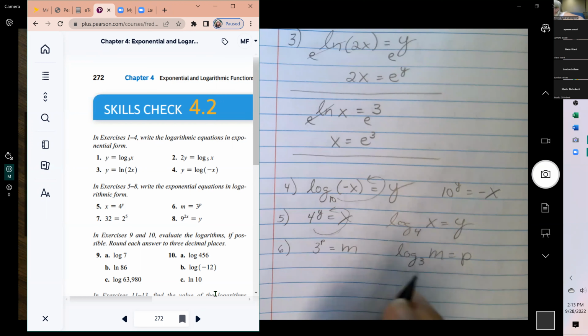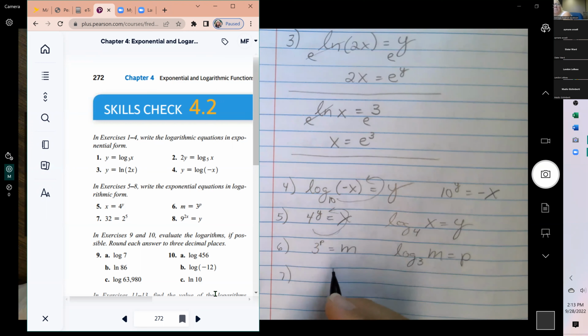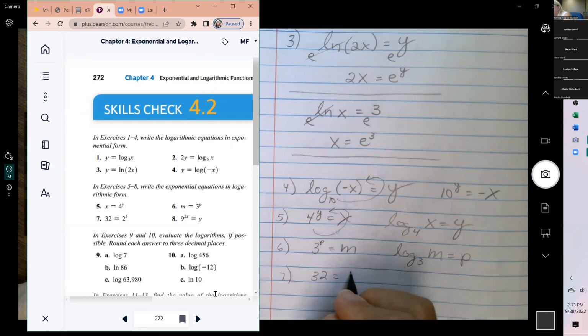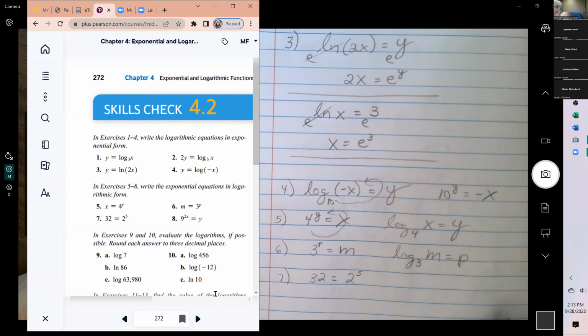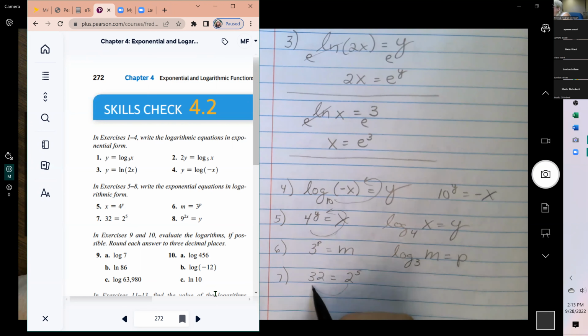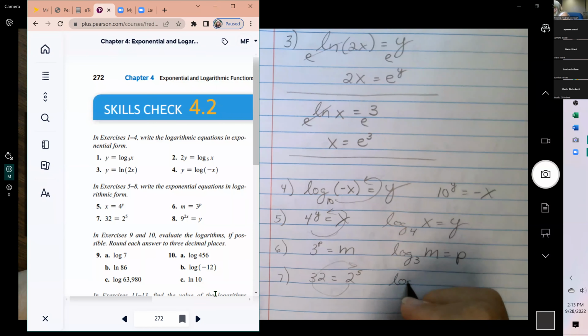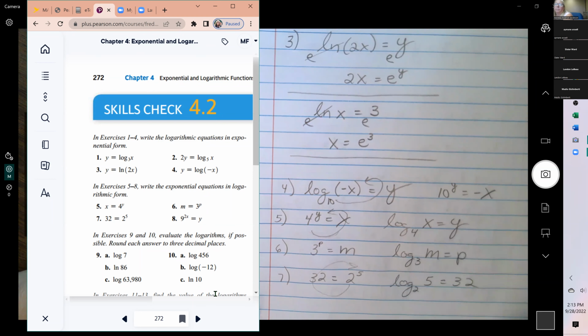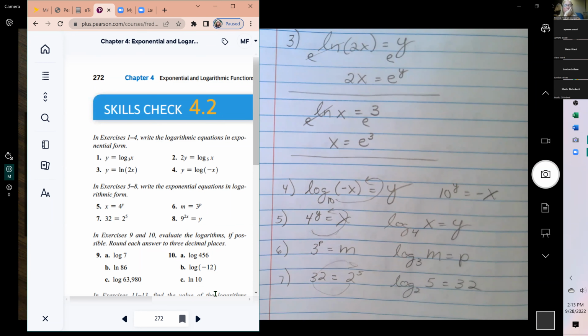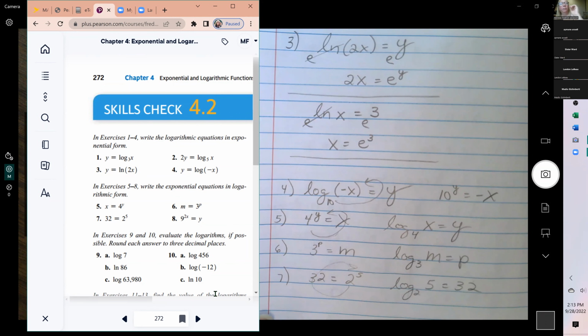Well, let's try 7. They just want you to rewrite it. So start with the base and loop around. Log base 2 of 5 equals 32. Any questions on 1 through 8?